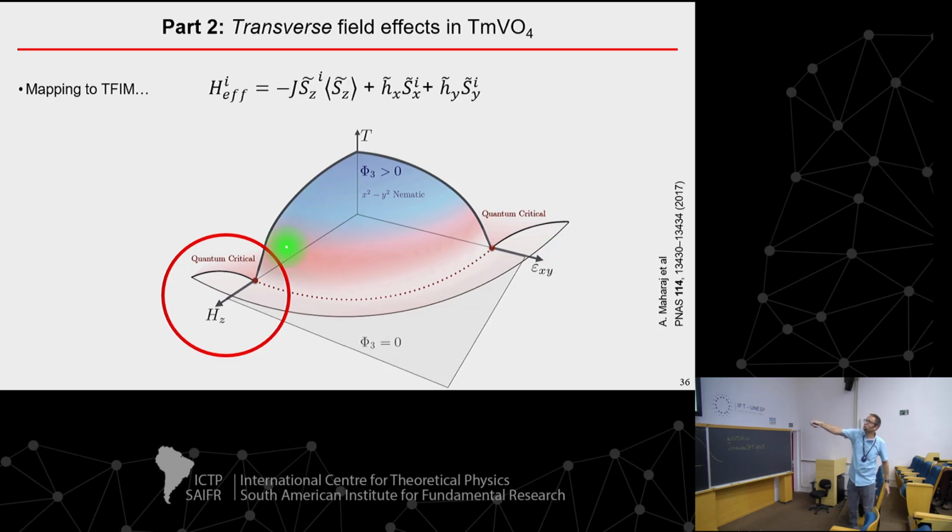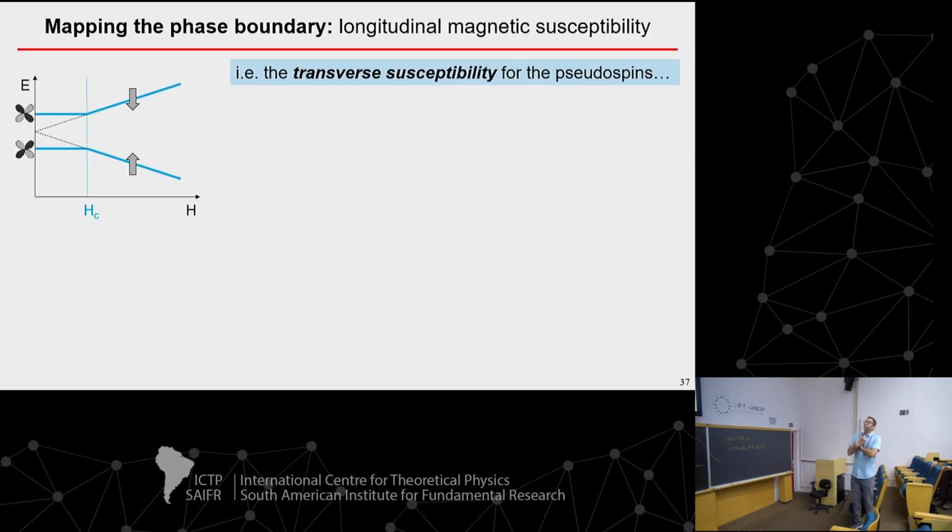But let me start by looking at the field dependence. And I want to look at what happens as you tune through this quantum phase transition. And in fact, what I want to follow is the shape of this phase boundary as you approach this point. All right, so I want to map the phase boundary, and the physical quantity that's best to do that is the longitudinal magnetic susceptibility. And if I pause and think, all right, so this is ordered with a quadrupole, magnetic field was a transverse field, so the longitudinal real magnetic susceptibility is the transverse susceptibility for the pseudospin. All right, why is that the right physical quantity to look at?